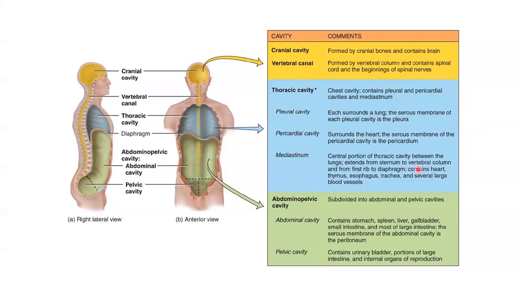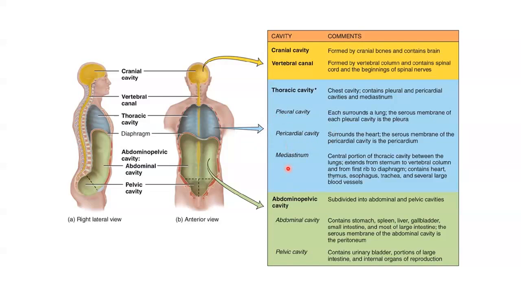In the blue, we have our thoracic cavity, and our thoracic cavity is made up of 3 different sections. We have a pleural cavity. So our pleural cavity encases each lung. So we have 2 lungs. It separates those 2 lungs. We have our pericardial cavity. So peri means around, cardia refers to heart. So it's the cavity that surrounds our heart.